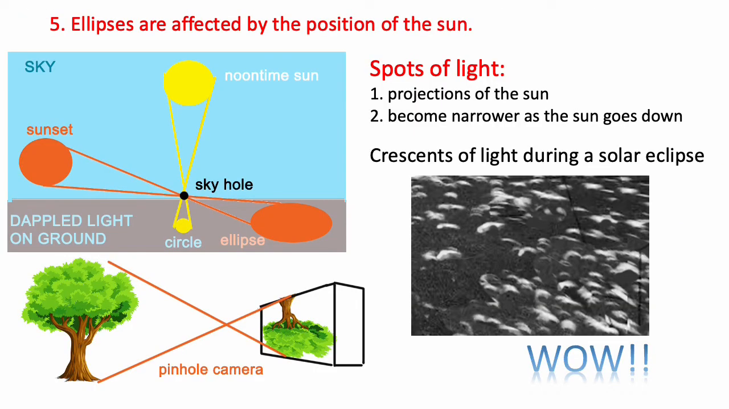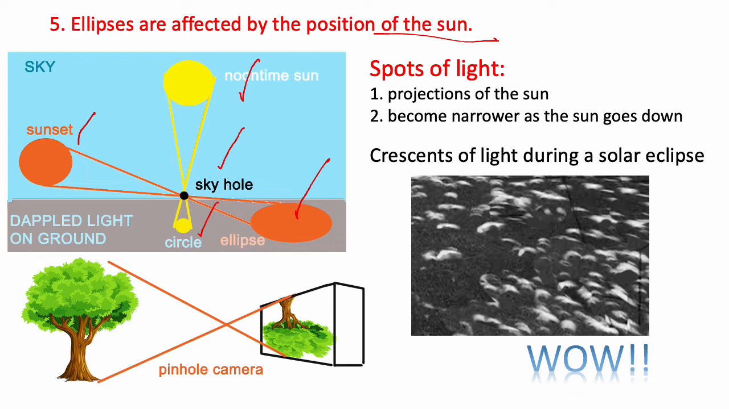And finally, ellipses are affected by the position of the sun. The yellow noontime sun shines through a sky hole, causing a circular shape on the ground. The orange evening sun shining through that same sky hole causes an ellipse.